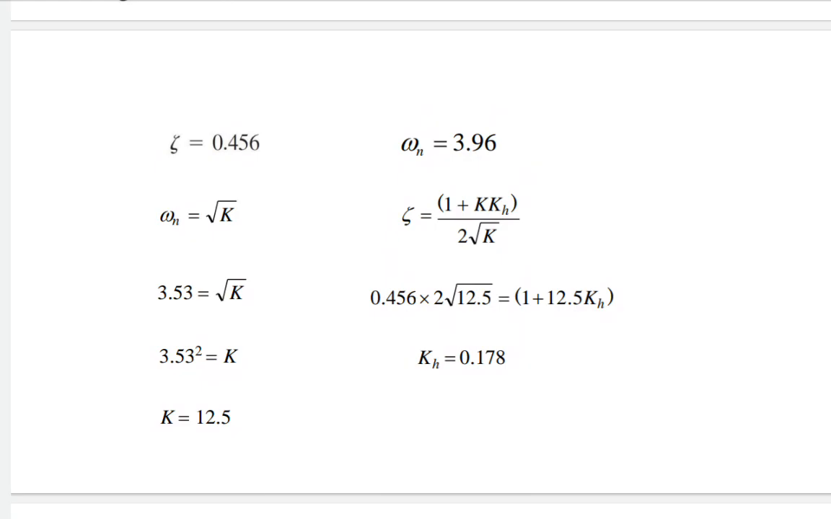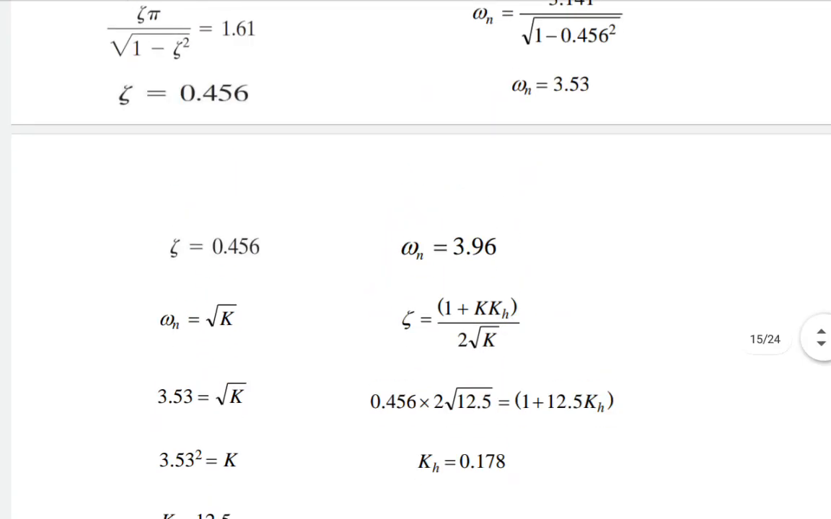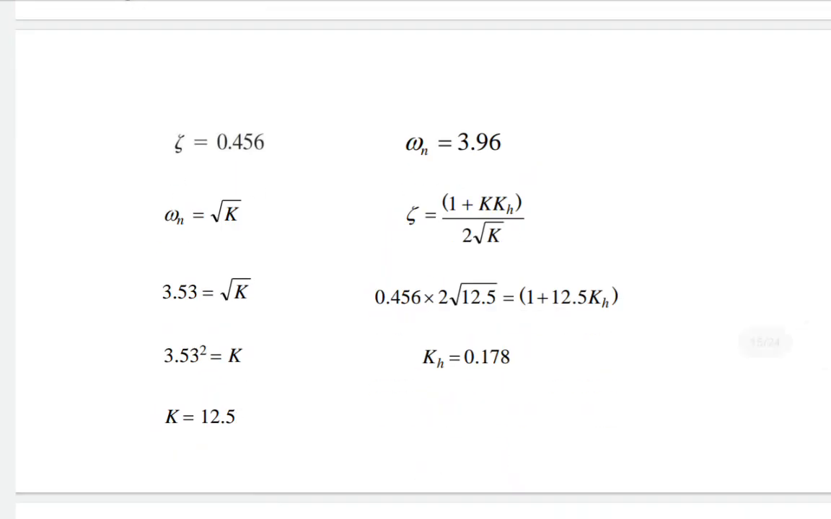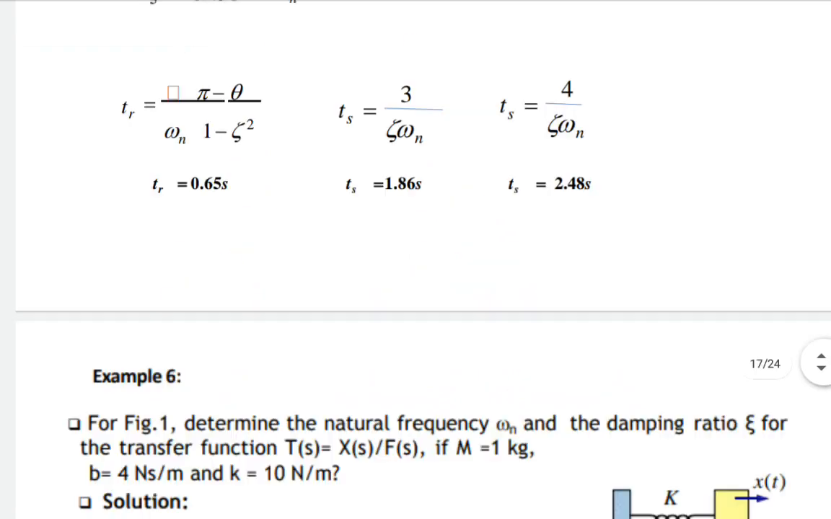And since ξ = (1 + K h) / (2 root K), obviously the ξ value 0.456 is provided, and 2 root K is 2 root 12.5, so 0.456 = (1 + 12.5 h) / (2 root 12.5), so K h is equal to 0.178. So these are the two values which they want from your respective example.